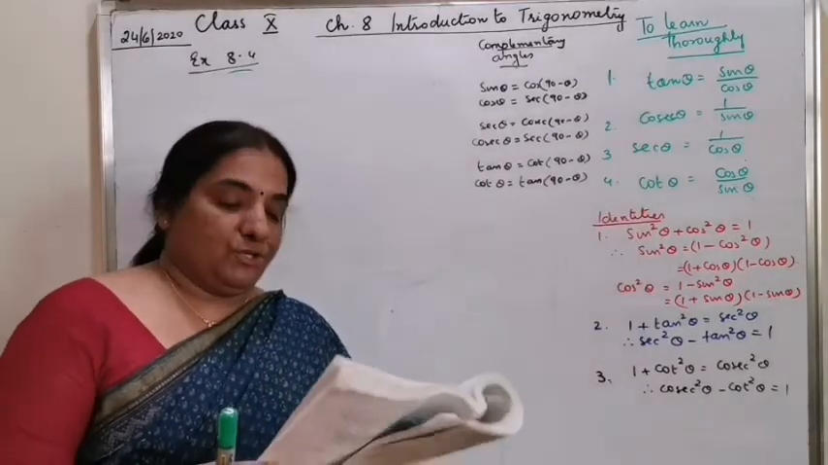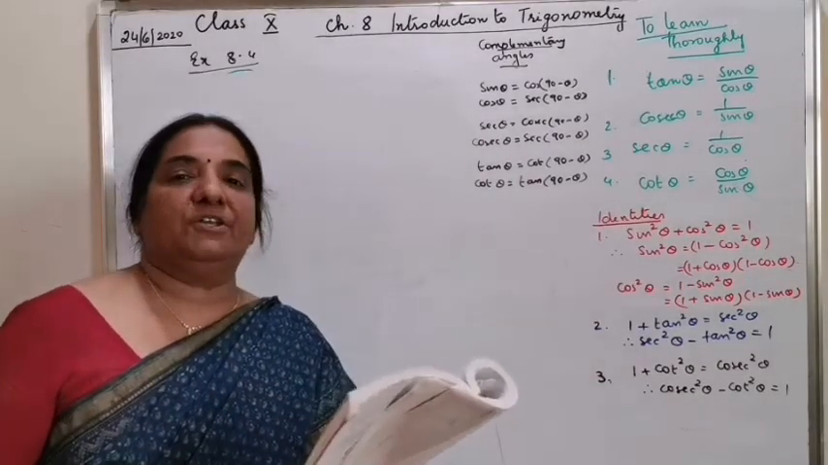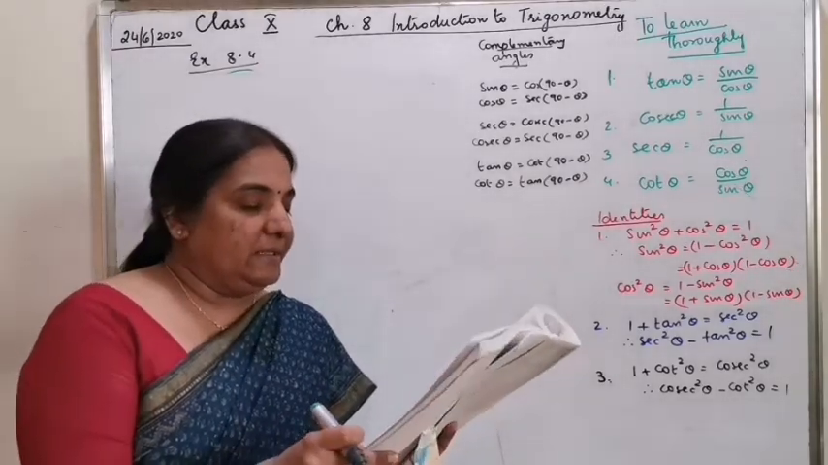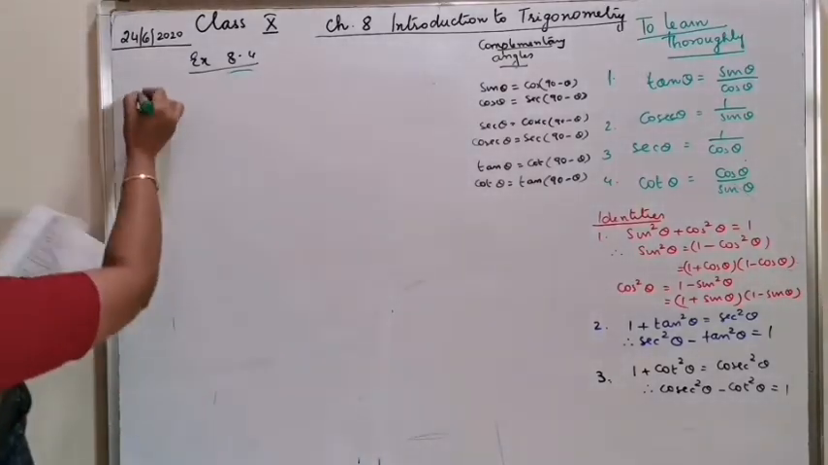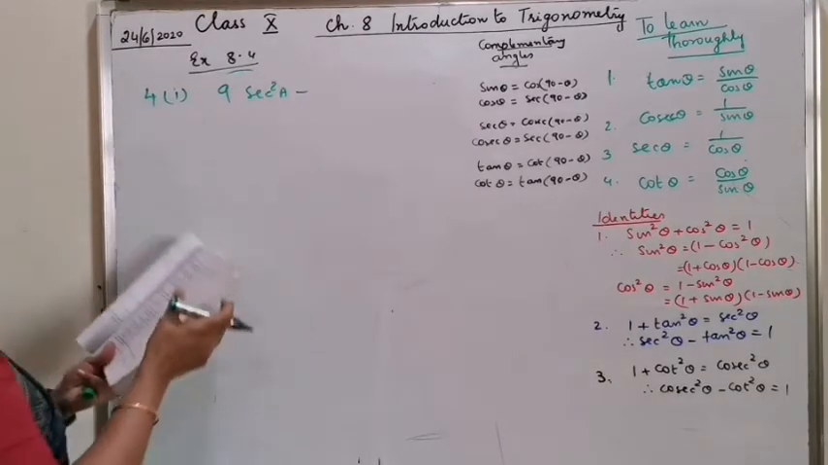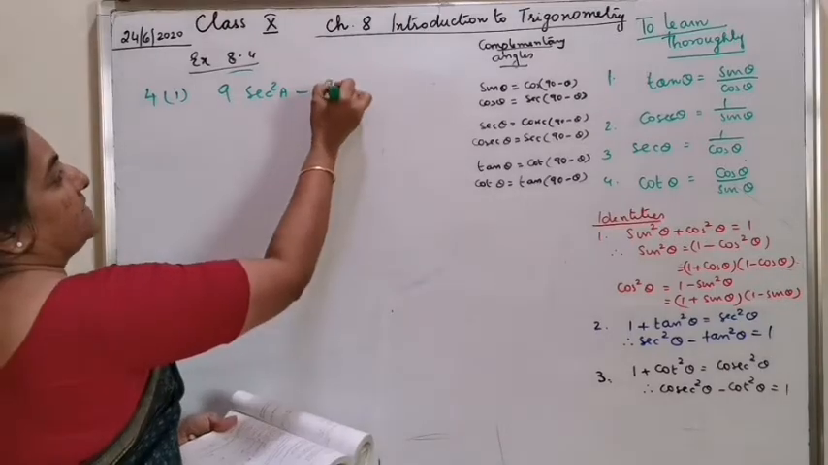Question number 4. Choose the correct option and justify your answer. Let's work out. Number 1, 9 sec square A. First one, 9 sec square A minus 9 tan square A.